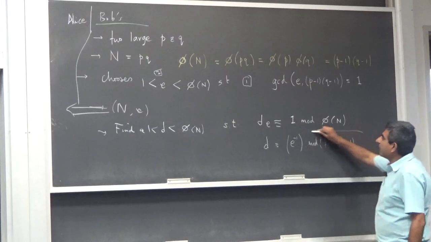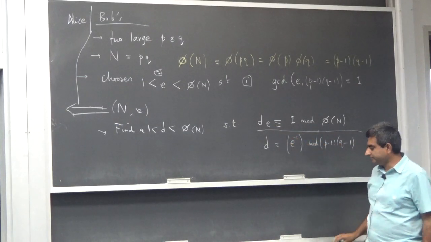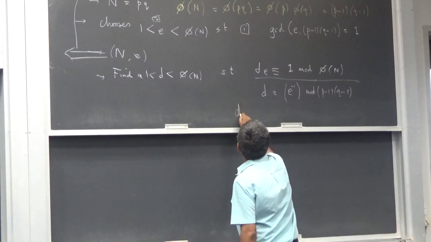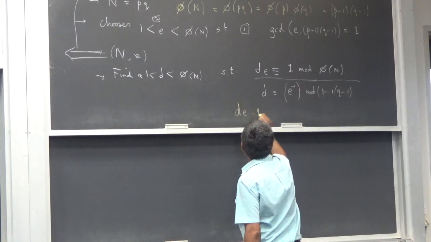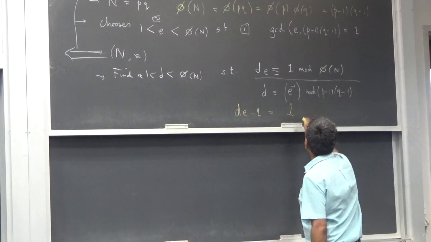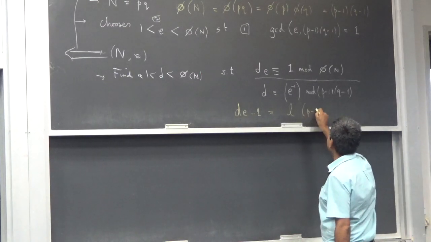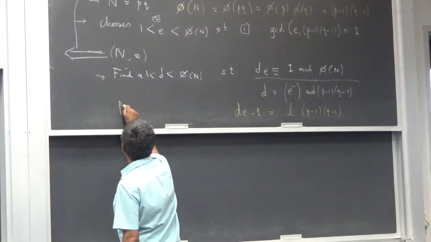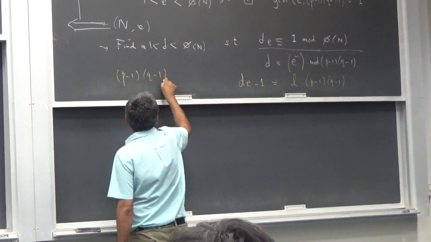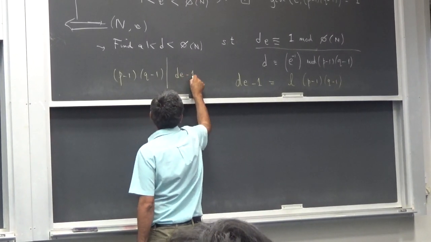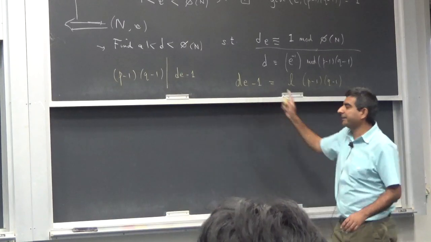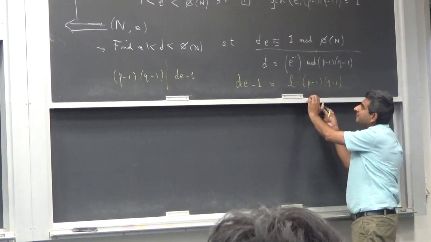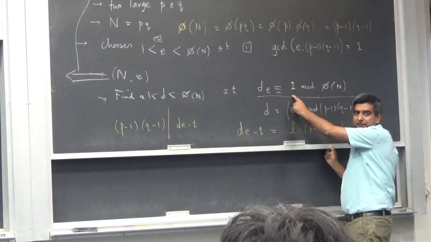So another way to understand this is that DE minus 1 is some integral product of P minus 1, Q minus 1. In other words, P minus 1, Q minus 1 divides DE minus 1. Right? So DE minus 1 is some multiple of P minus 1 into Q minus 1. This is just a compact way of writing down this thing.